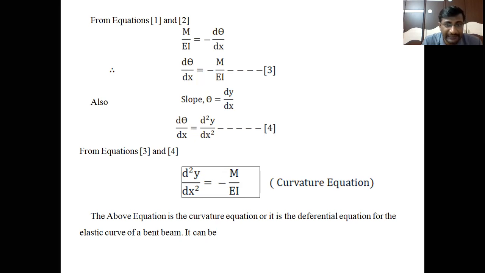Okay, students, this is the basic equation for the fourth unit. For the fourth unit, this is a very important equation. It is called the differential equation for the elastic curve. It is also called the curvature equation because d square y by dx square is the curvature. Curvature is equal to minus M by EI. EI is the flexural rigidity. M is the bending moment at a particular point. So the above equation is the curvature equation, or the differential equation for the elastic curve of a bent beam. After bending of the beam, this equation can be applicable.